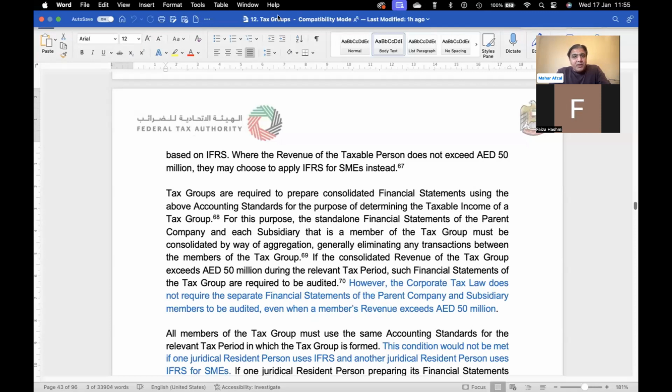Second is, for SMEs, is it allowable to transfer profit to the next financial year? No, you can transfer the losses. You cannot transfer profits. On the profit, you will be liable to pay the tax. Losses you can carry forward for an unlimited period of time.